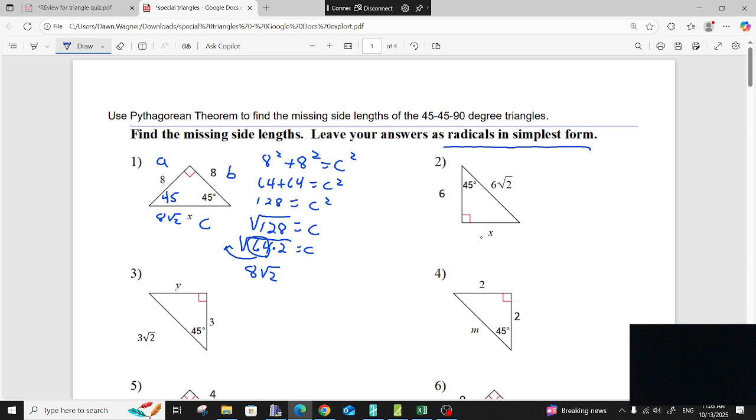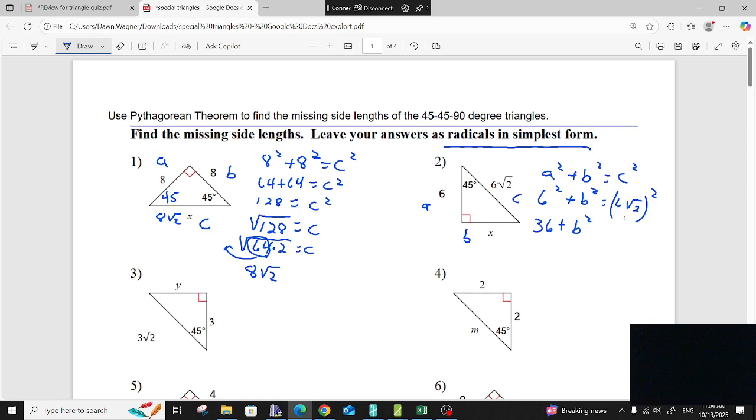So let's look at, I'm going to do this one. This time I'm given c though, right? So this would be a, this would be b, this would be c. So we would get a squared plus b squared equals c squared, which would be 6 squared plus b squared equals 6 square root 2 squared. What is 6 times 6? 36. Plus b squared.